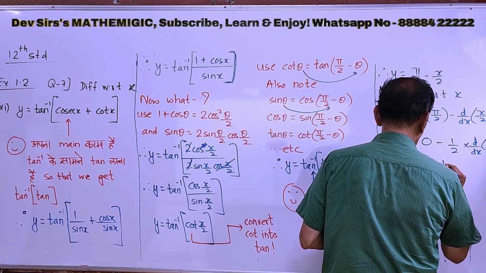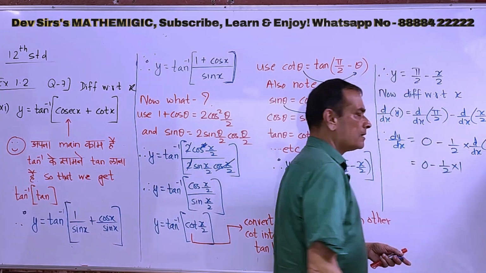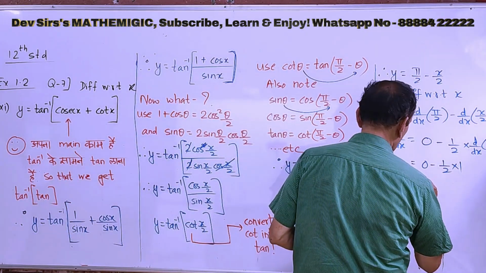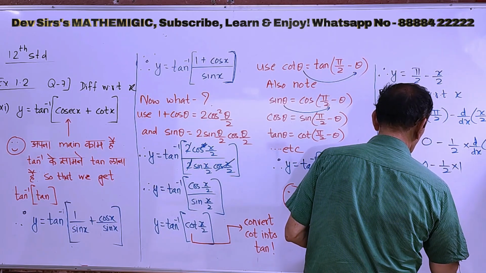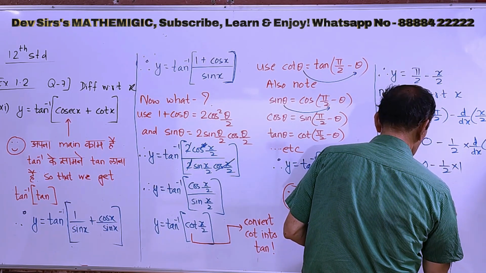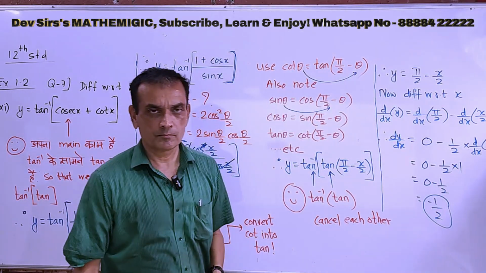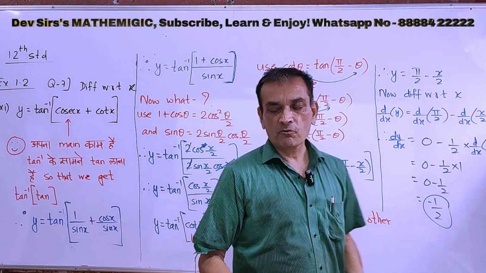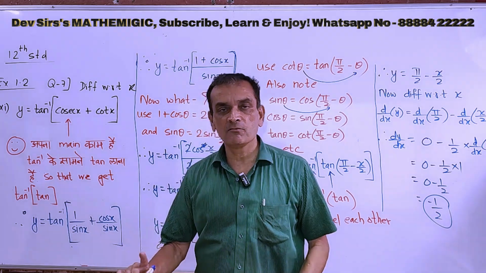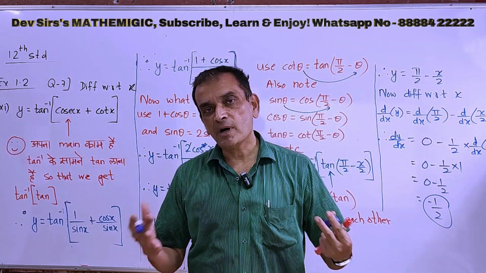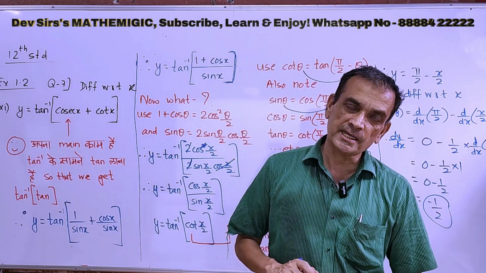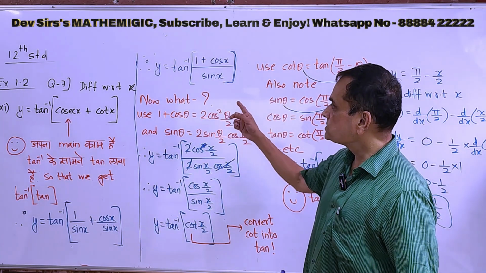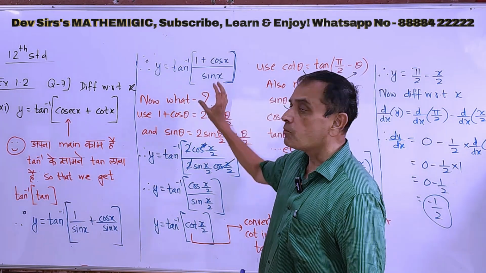0 minus half into 1. Derivative of x is 1. So 0 minus half. This is our final answer. Right? So we are doing this type where we want to get tan inverse tan, sin inverse sin, convert करके बाद में tan inverse tan cancel होता है, sin inverse sin cancel होता है. So this is how we converted this by using basic trigonometry combo 1.